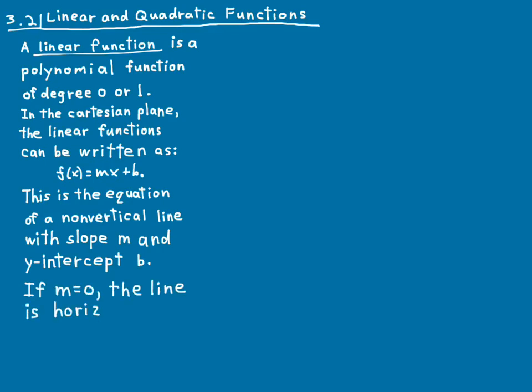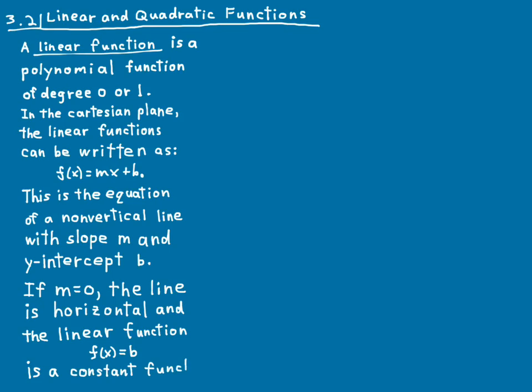If m equals 0, the line is a horizontal line, and the linear function f of x equals b is a constant function. That's what we call it, a constant function. So that's a degree 0 polynomial. That's still considered a linear function, though. That's a degree 0.